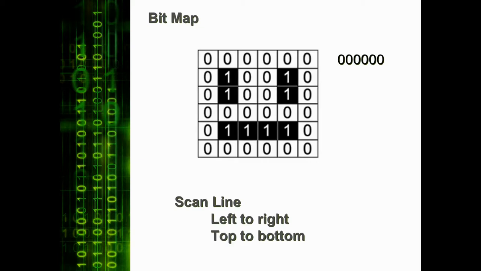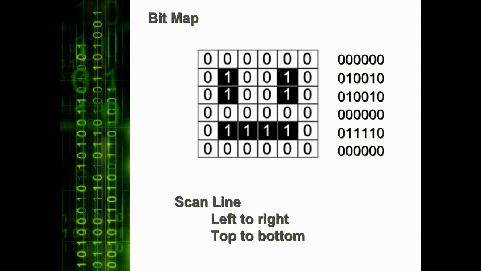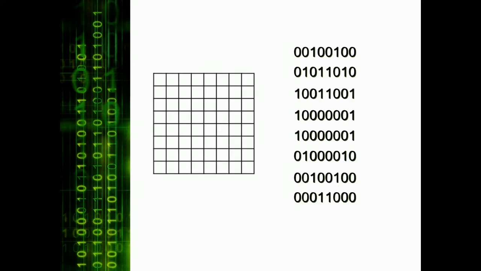Zero. The next row, we would have 0, 1, 0, 0, 1, 0. The third row would be 0, 1, 0, 0, 1, 0. Then we'd have 0, 0, 0, 0, 0, 0, 0, 1, 1, 1, 1, 0, 0, 0, 0, 0, 0, 0. So we're scanning those bits and writing them in a line. So pause your video and on your paper, see if you can figure out what this bitmap represents picture-wise.